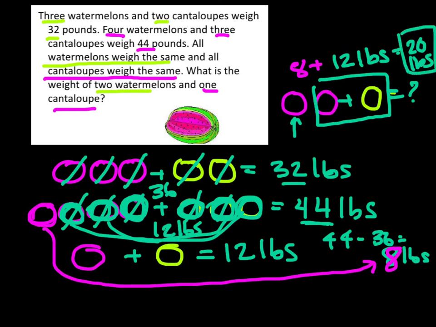So technically I'm done. However, it's kind of nice to know what a cantaloupe weighs. So if I know that a watermelon is 8 pounds, and I have 2 of them, and I know this total is 20, that means my cantaloupe, to balance everything else out, is going to have to be 4 pounds, because 8 plus 8 is 16, and 16 plus 4 equals 20, and that's our total.